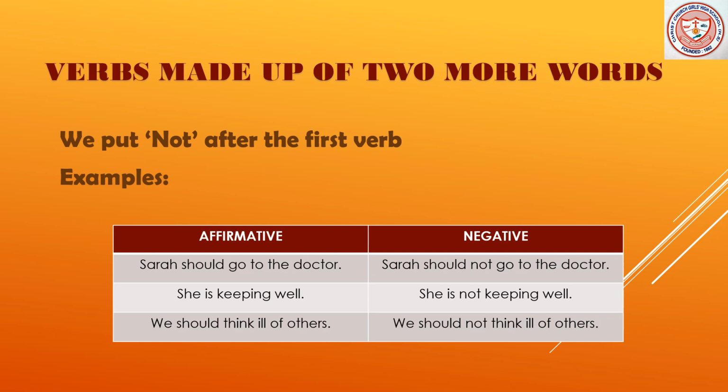Next sentence. We should think ill of others. This sentence is expressing a positive idea. So, it will be an example of affirmative sentence. And how to make it negative? We should not think ill of others. In this sentence, we have used not after the first verb should, and it will be an example of negative sentence.